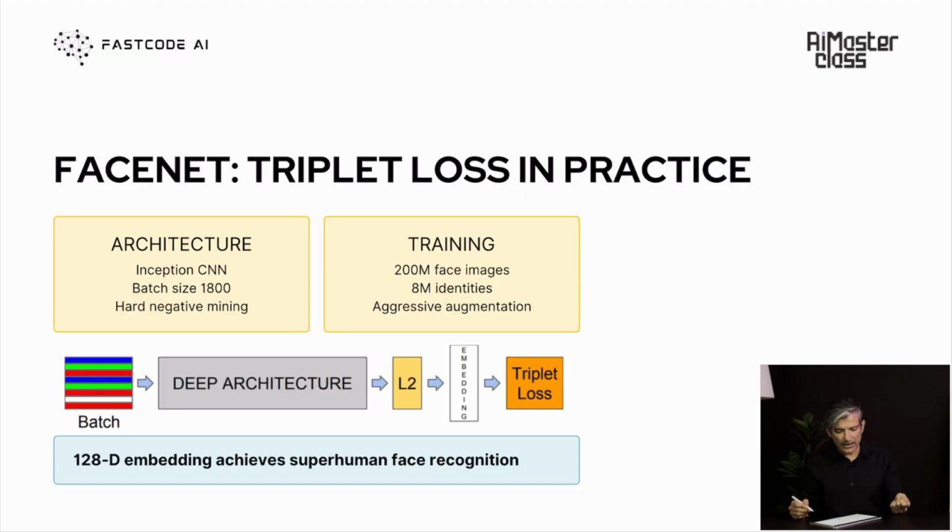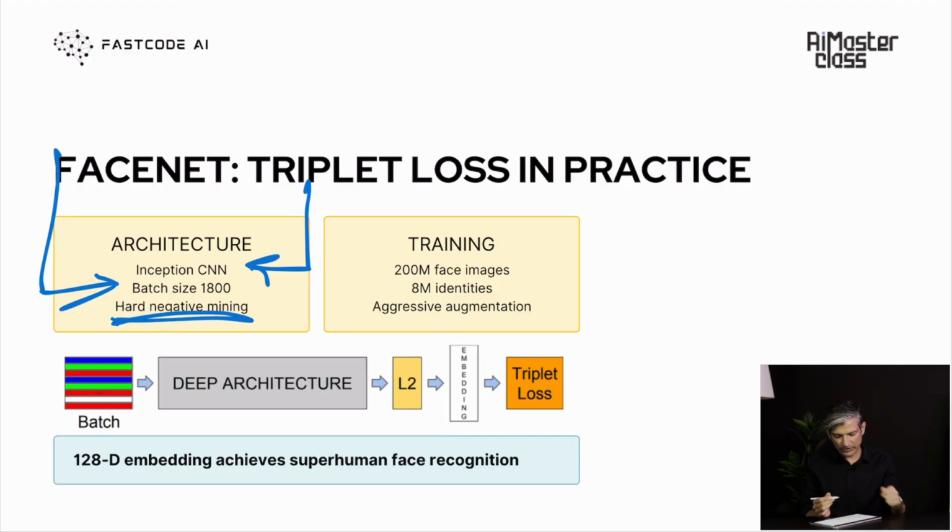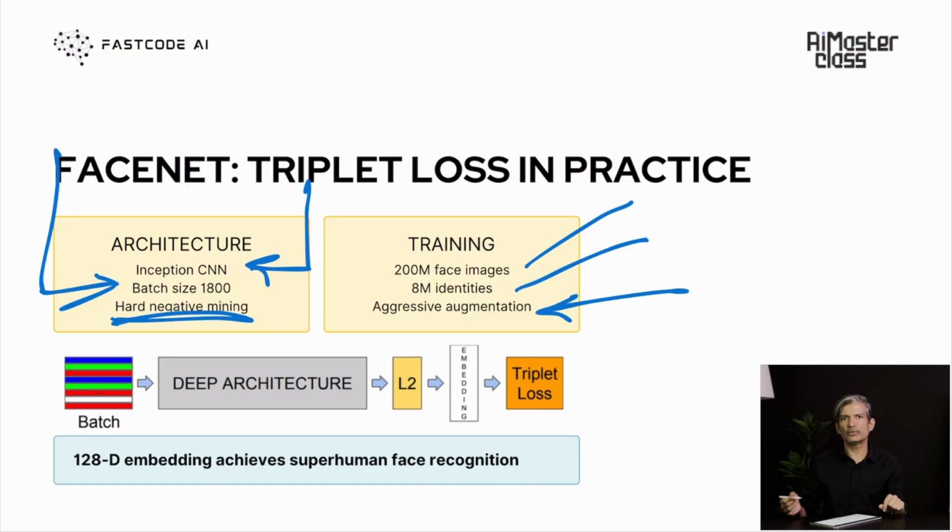So FaceNet, the one for Face ID from Google, it's an Inception net, and we'll talk about Inception net when we talk about the history next week, in week 5. It uses a batch size of 1800, we spoke about it, and it does this hard negative mining within the batch. Training is on 200 million face images, 8 million identities, and with aggressive data augmentation. So we'll also talk about data augmentation in the next video where we talk about SimCLR.